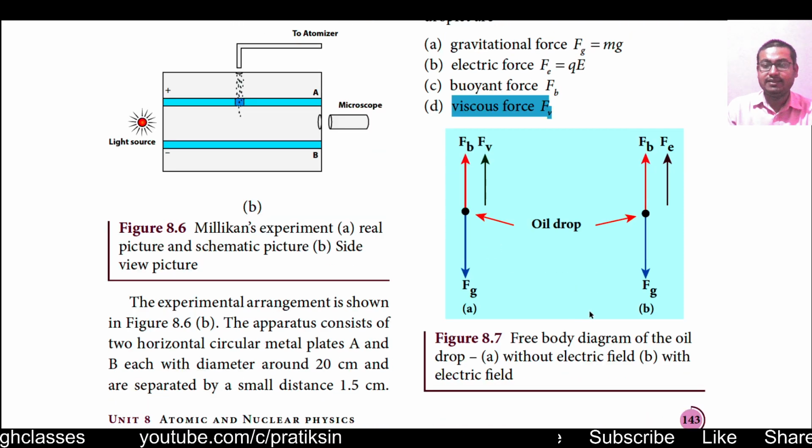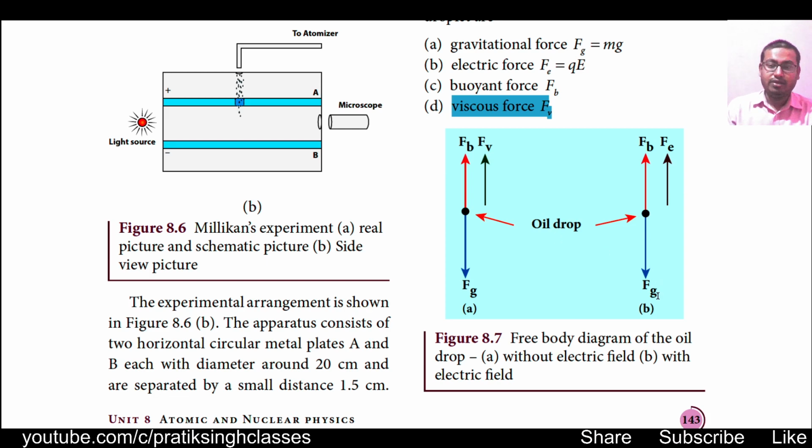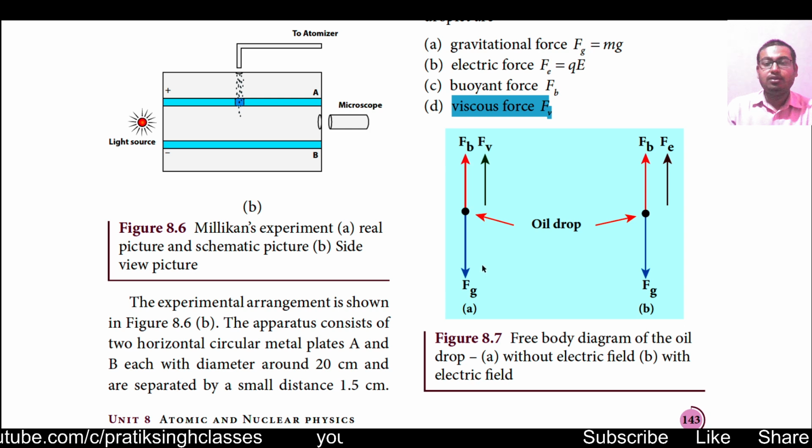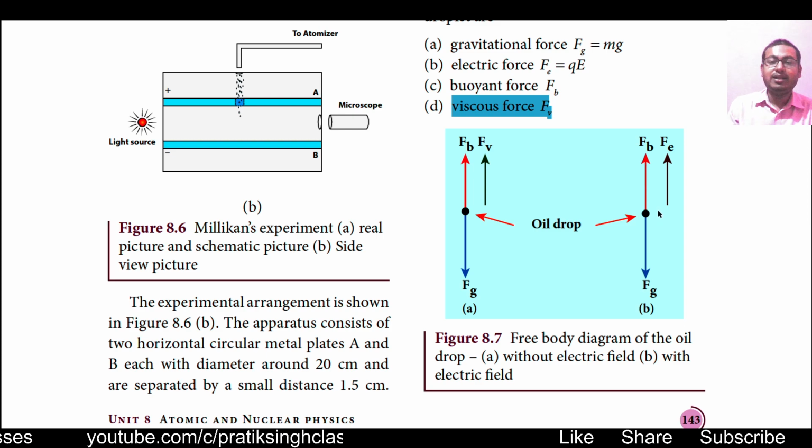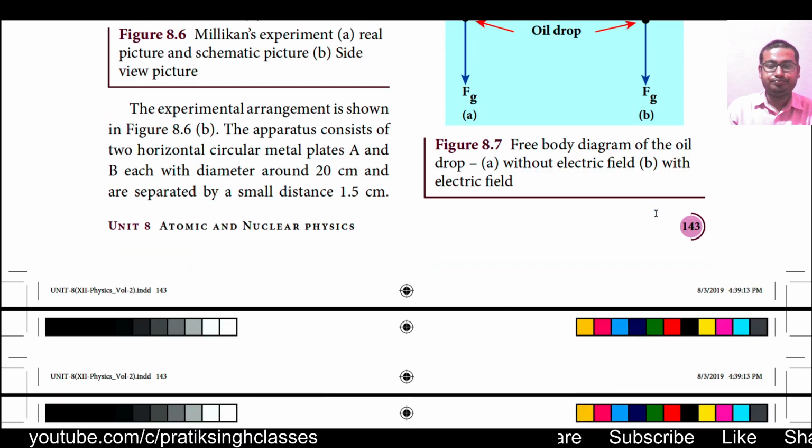So as you can see here, the forces acting on the oil drop are Fg downward. Here you can see two figures, A and B. In the first figure, when the oil drop was falling down and no electric field was applied, we have the forces Fg downward, Fb buoyancy upward, and the viscous force in the upward direction. But when we have an electric field acting between plates A and B, the forces acting on the particle are Fg downward, that is the force because of gravity, then the buoyancy force upward and the electric force in the upward direction.